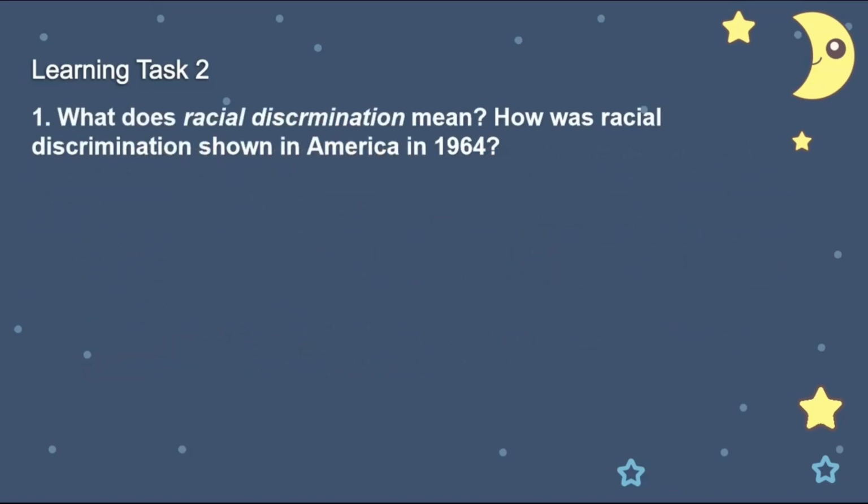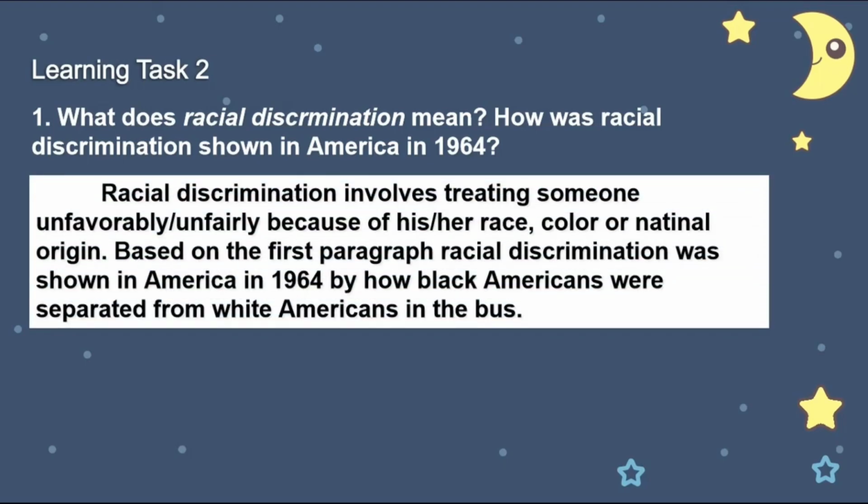First question, what does racial discrimination mean? How was racial discrimination shown in America in 1964? So, racial discrimination involves treating someone unfavorably or unfairly because of his or her race, color, or national origin. Based on the first paragraph, racial discrimination was shown in America in 1964 by how Black Americans were separated or segregated from the white Americans in the bus.